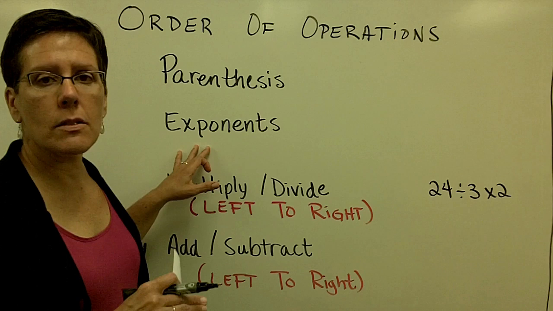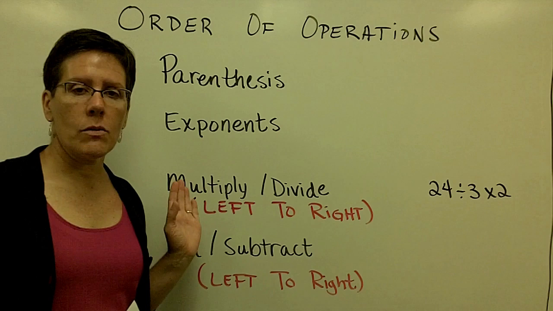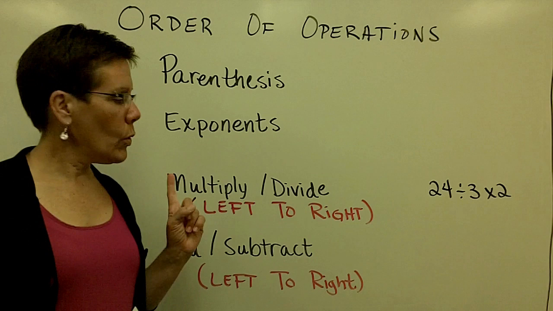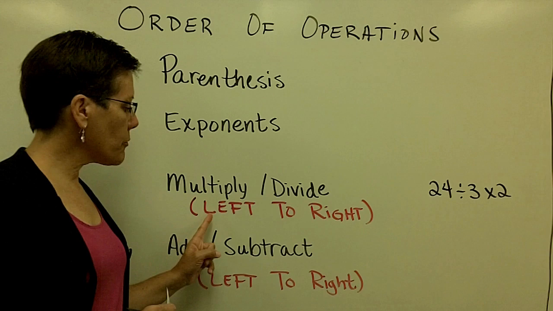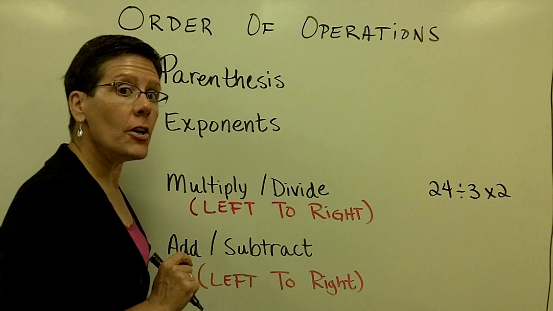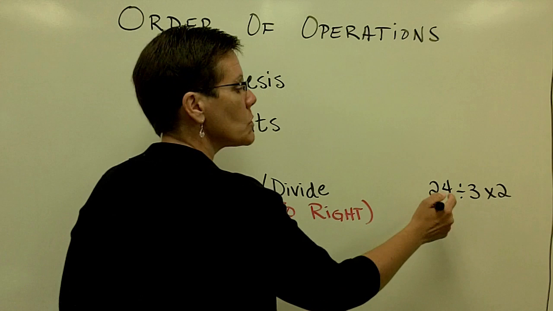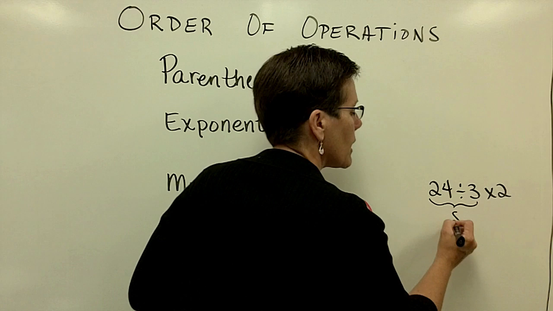After that, in a mathematical sentence, we would multiply and divide, but caution, not to multiply first because the word multiply is written down here first. We would work from left to right in the math sentence, and if division came first in the problem, we would do that first because we're working from left to right. So in this problem, it is required that we take 24 divided by 3 first and get 8, and then multiply by 2 to get a value of 16.